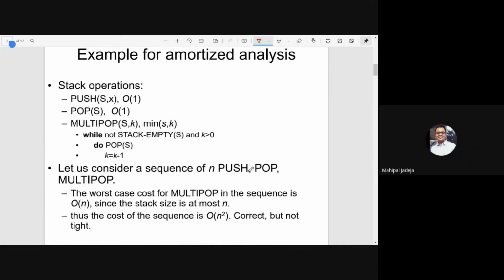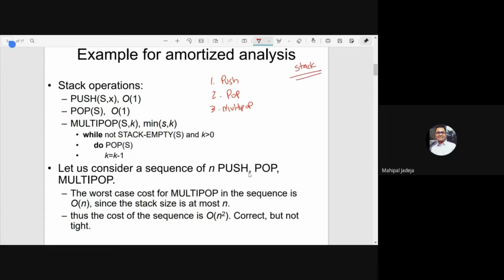So the first example is nothing but stack operations. Here what we are going to do, we need to identify operations. The underlying operations are three. The first operation is push operation. The second operation is pop operation. And the third operation is nothing but multi-pop operation, right? And the underlying data structure which we are going to consider is stack.